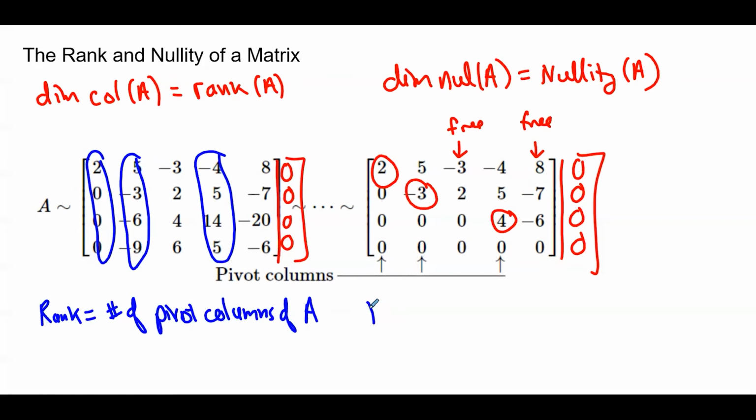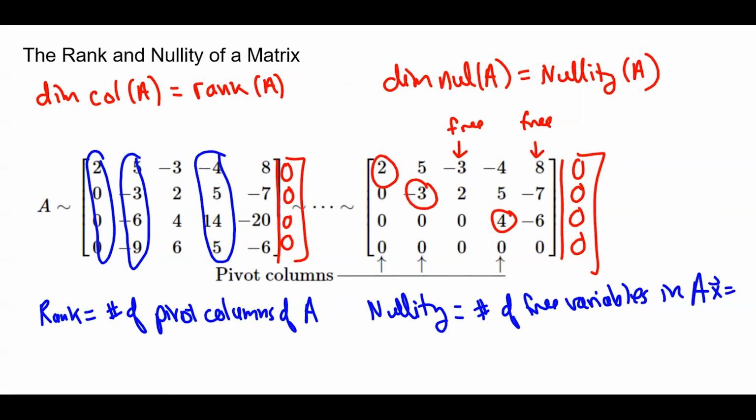Now the dimension of the null space, the nullity, is going to be the number of free variables in the system AX equals 0. So how many free variables you have will determine how many basis vectors you'll have in the null space. In this case, we have 2 free variables, so the nullity is 2. We had 3 pivot columns, so the rank is 3.